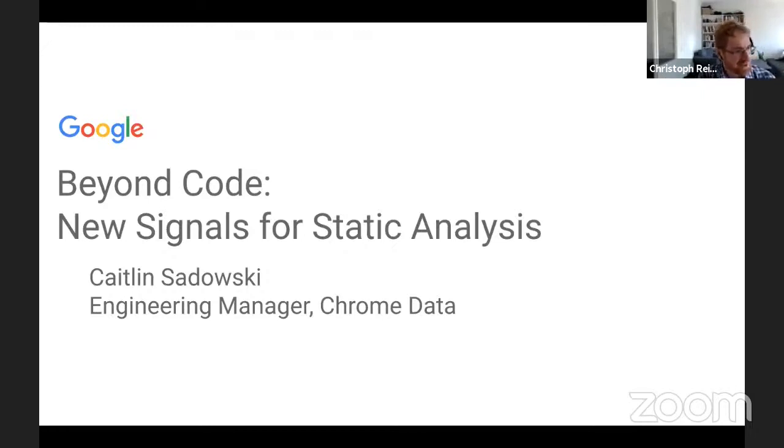Caitlin originally graduated with a BA from Colorado College, then received a PhD from UC Santa Cruz, worked for some time at MSR and Apple, and is now a software engineering manager at Google, where she manages a team of software engineers and data scientists to make data-driven decisions based on Chrome usage in the wild. I just stole that off your LinkedIn page, but it sounds like it isn't a good match with what it is that you're doing. Caitlin today is going to talk about Beyond Code, new signals for static analysis.